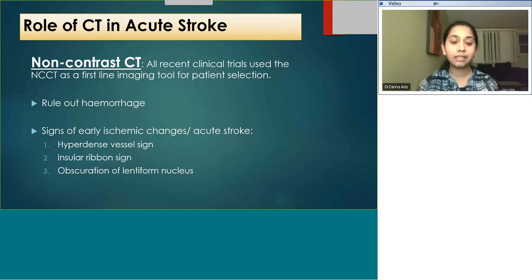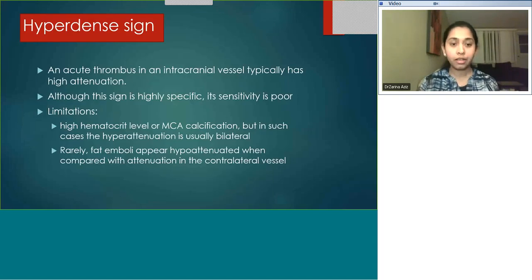Now these are the commonly described signs of early ischemic changes which you all must be aware of. They are the hyperdense vessel sign, insular ribbon sign, obscuration of lentiform nucleus. What is the hyperdense sign? That means an acute thrombus in an intracranial vessel typically appears hyperdense. It is highly specific but not always sensitive. I mean, you may not be able to pick up a thrombus every time, but if you see it, it is highly specific. So a clot within a vessel on a non-contrast CT appears hyperdense.